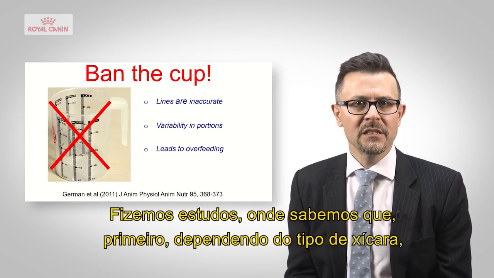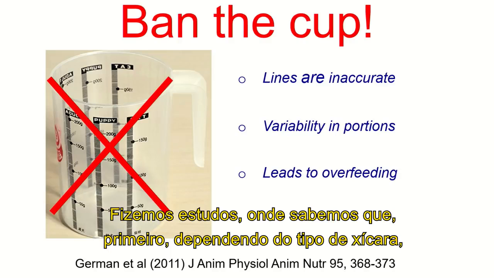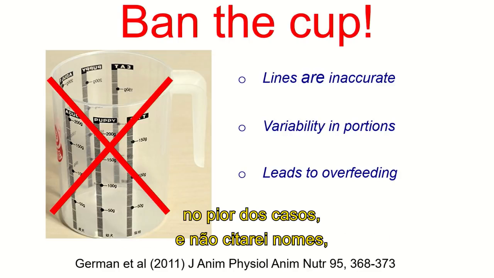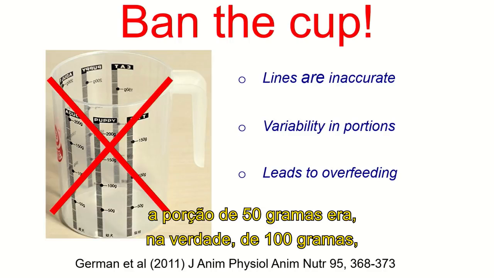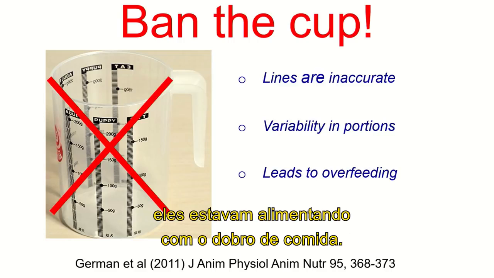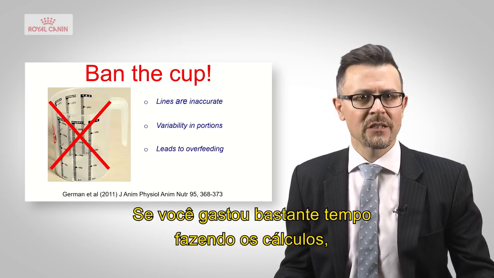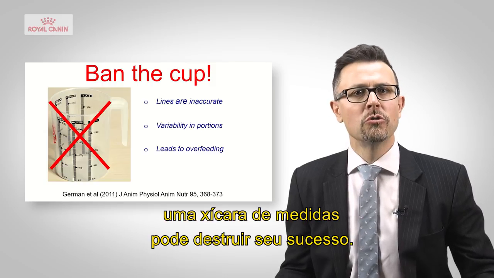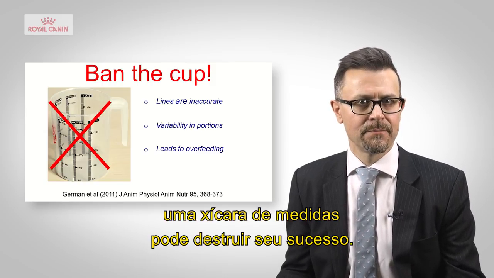We have done studies where we know, firstly, depending on the type of cup, the lines on the cup are not accurate. The worst offender, and I'm not going to mention any names, the actual portion for 50 grams was 100 grams. You were feeding almost twice as much food. So of course, if you spent all that time doing your calculations, a measuring cup could wreck your success.